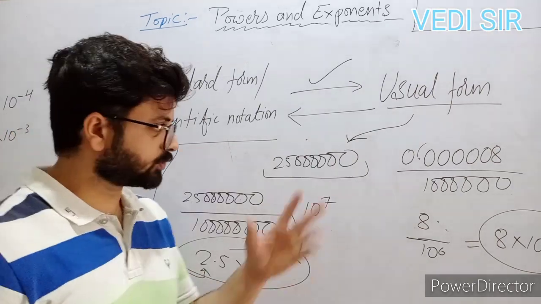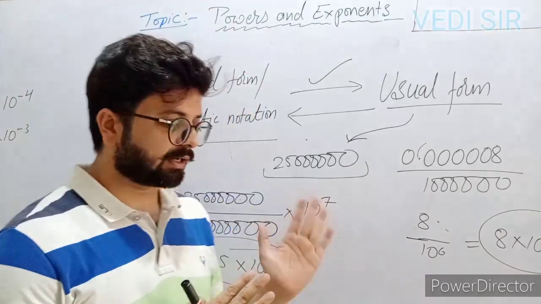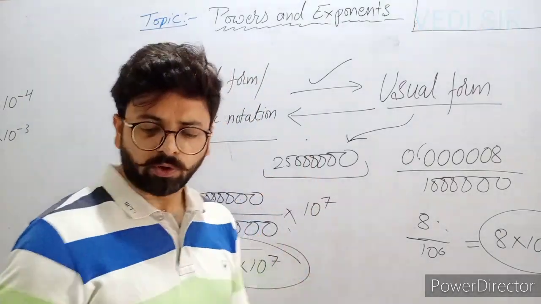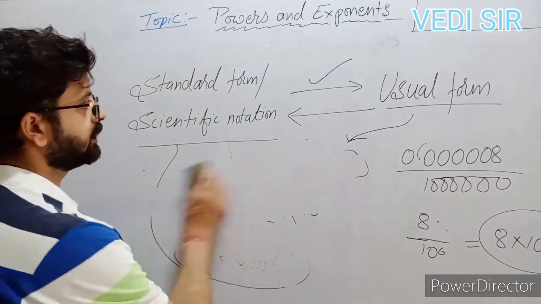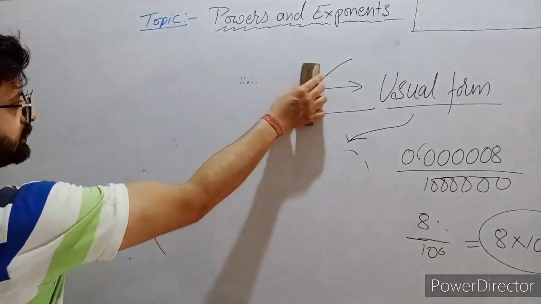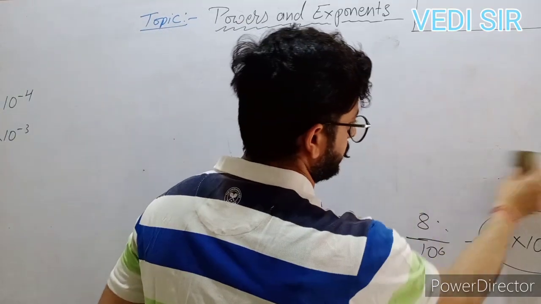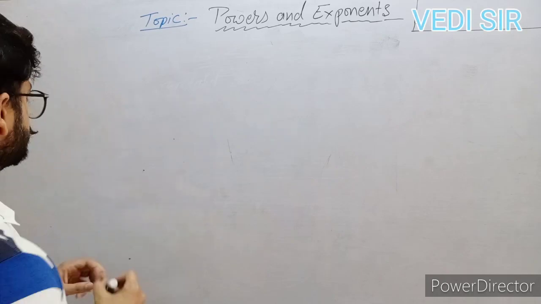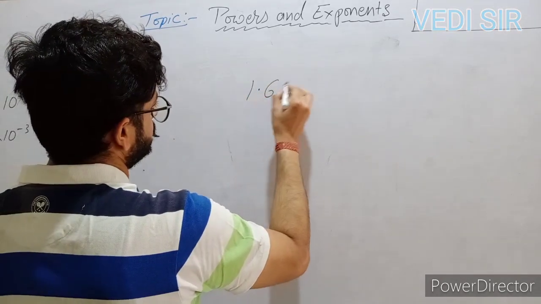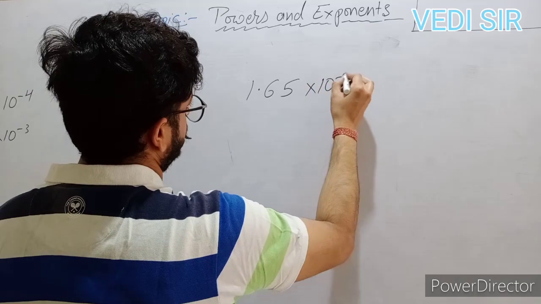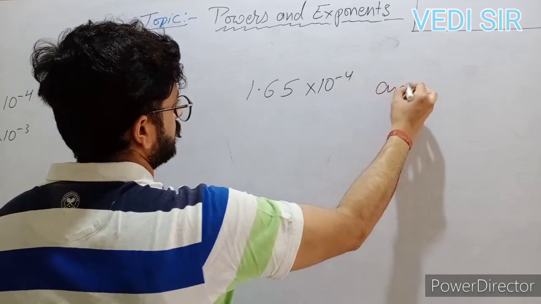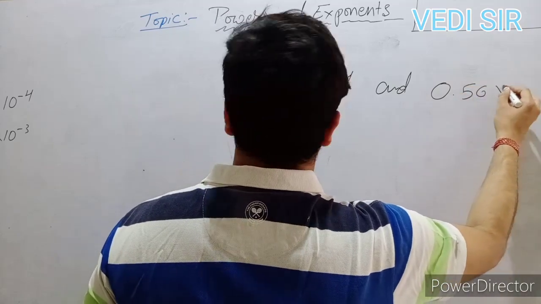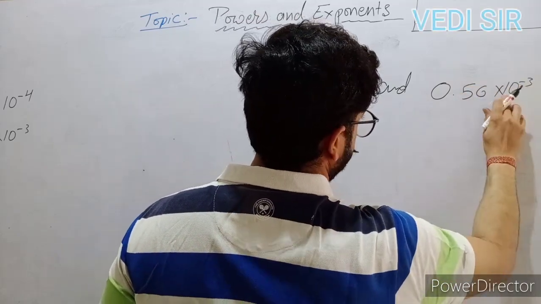So these two types of questions you will face in this part, and one more slightly different kind of question. I am telling you one more example related to this notation, the last type of question you will face in this topic, powers and exponents. Suppose two numbers are given: 1.65 into 10 raised to the power minus 4, and 0.56 into 10 raised to the power minus 3.